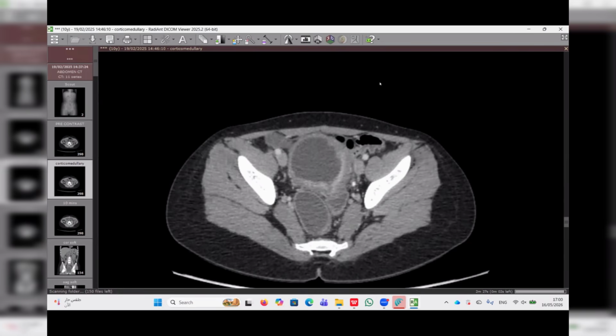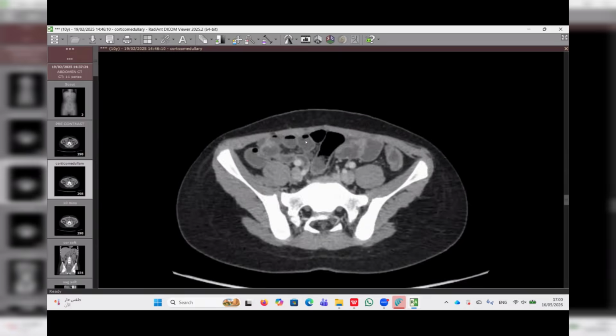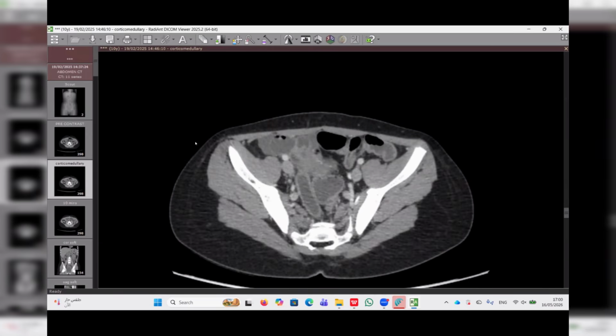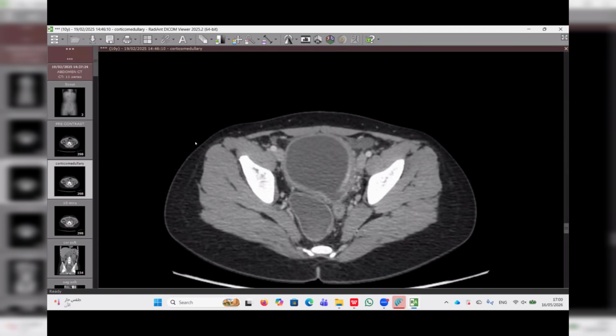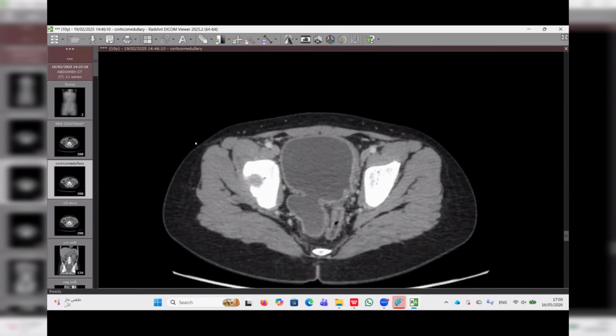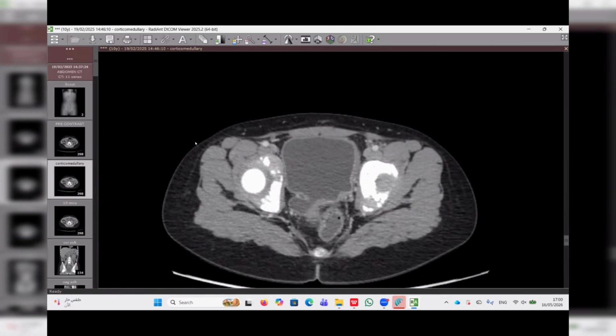Before coronal section, can you give me more data or more findings? The urinary bladder shows a thickened wall. There is trabeculation and thickening of the wall of the urinary bladder. However, I'm looking for any hyperdense calculus, which I'm unable to see.